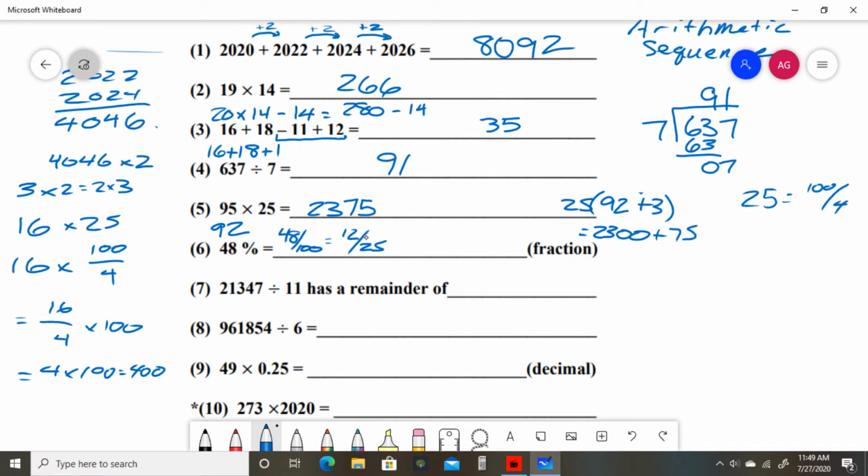And can we simplify this anymore? No, because 25 is 5 squared, and so its only factors are powers of 5. And 12 doesn't have any factors of 5. So this is our final answer, 12 over 25.